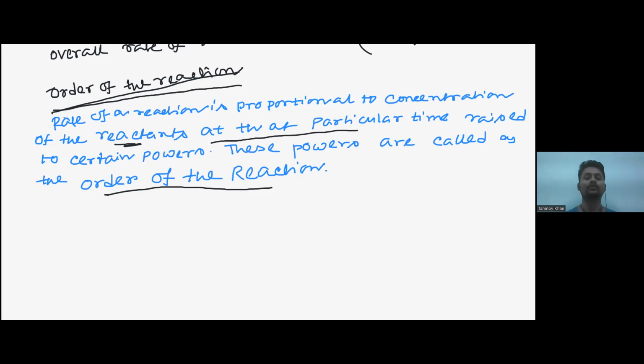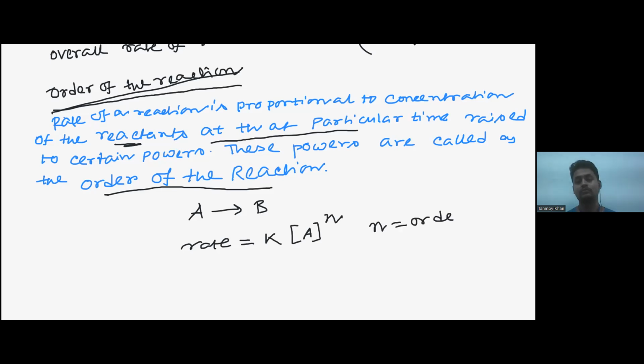So let's say A to B is happening, and rate can be considered as k[A]^n. For any kind of reaction, n is equal to the order of the reaction, order of this reaction A to B. Stoichiometry, maybe this is 1, but it doesn't depend upon the stoichiometry. This order is purely an experimental parameter, right?